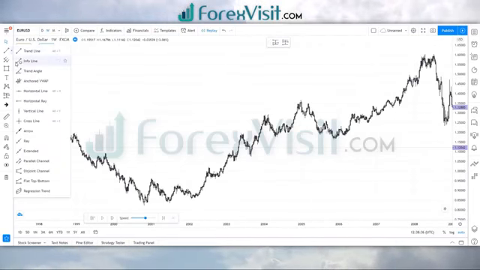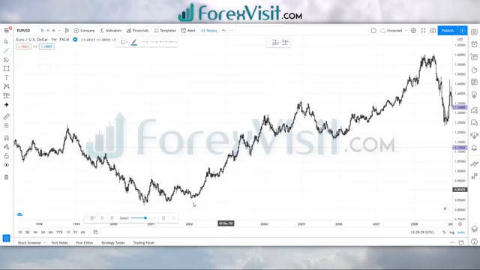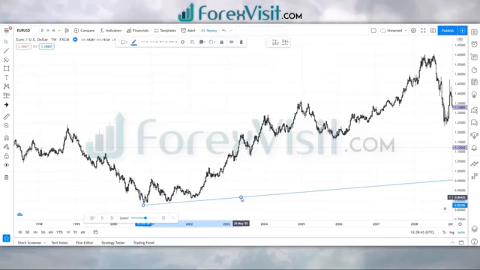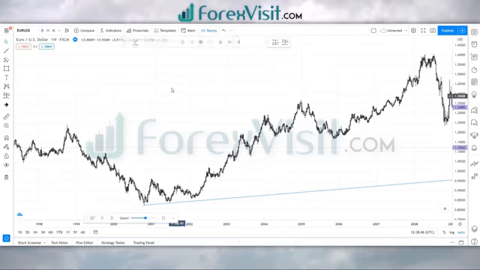To understand the trendline trading strategy, we open the EUR/USD weekly time frame and draw a major trendline channel. This will help us to know the market movements.